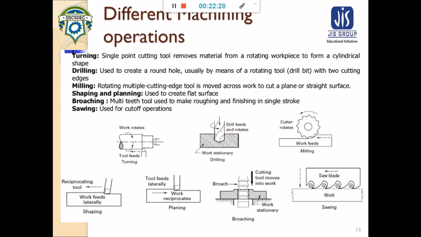Next is shaping. A slot or face can be shaped using shaping machine. Planing is similar to the shaping machine, but it is used for larger objects. And next is broaching. In case of broaching, the internal surface can be finished by using broaching operation. Next is sawing. In case of sawing, by using multiple blades, material is removed or cut. So these are the different machining operations.